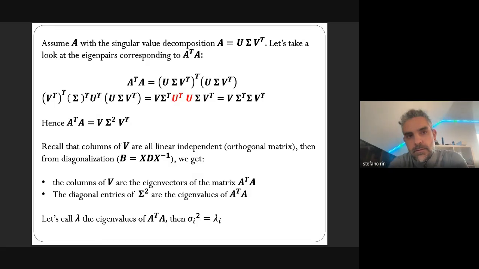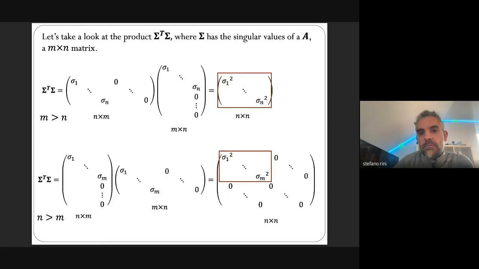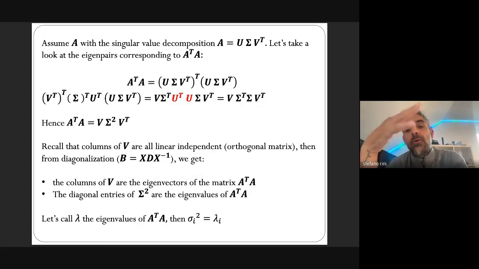So the different forms preserve different properties. It's not too elegant, okay, but you just have to remember this stuff. So, let's assume that the matrix A has a singular value decomposition as U sigma V transpose.